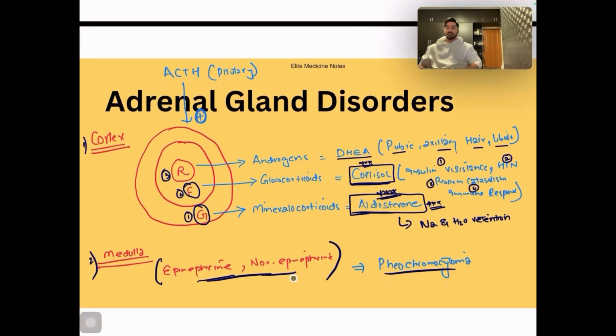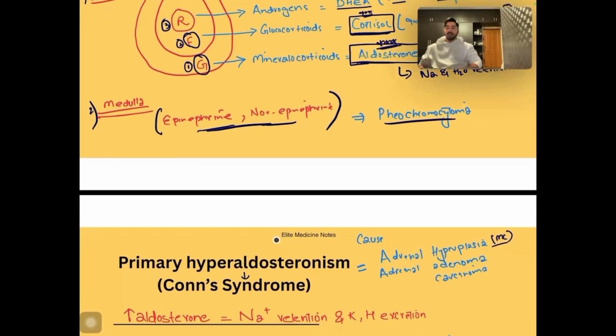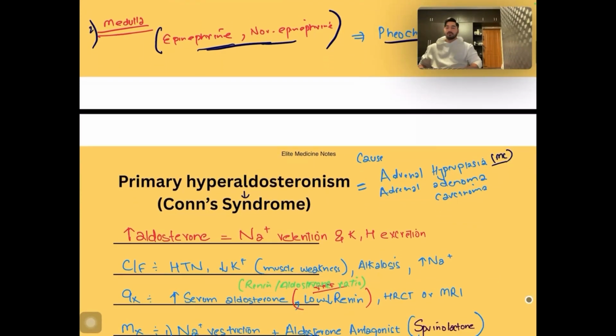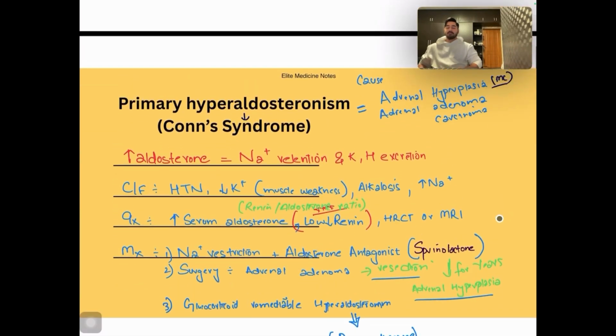Now we'll proceed to the first disease, that is primary hyperaldosteronism, which is also known as Conn syndrome. So what happens in primary hyperaldosteronism? The name itself tells us: primary hyperaldosteronism means there is no secondary cause of hyperaldosteronism. It is primarily due to adrenal gland disorders. The causes are adrenal hyperplasia, the most common, adrenal adenoma, and adrenal carcinoma.